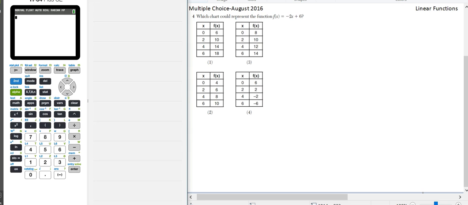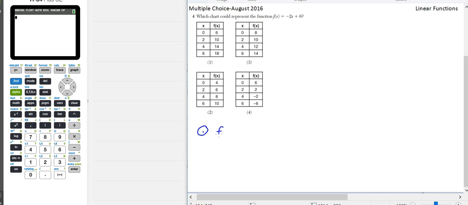Which chart could represent the function f of x is equal to negative 2x plus 6? Now we have 4 choices of charts containing x and f of x, or x and y coordinates. What we need to do to answer this question is plug in the points from each table and see in which table all of those sets of coordinates make the equation true. Let's start with choice 1.